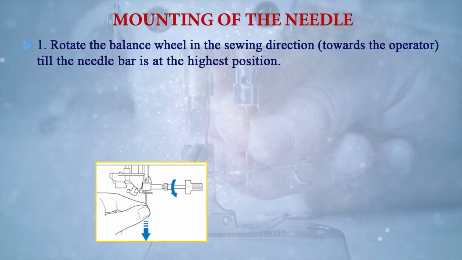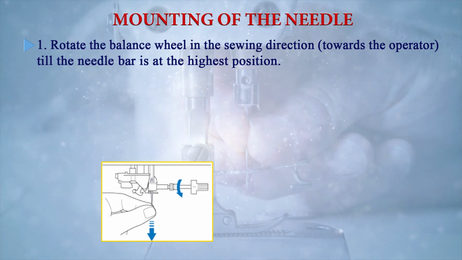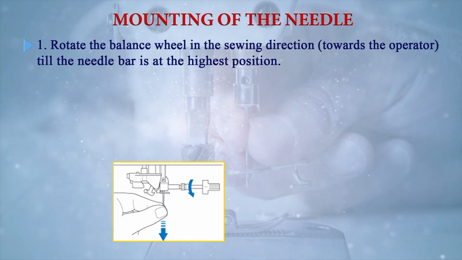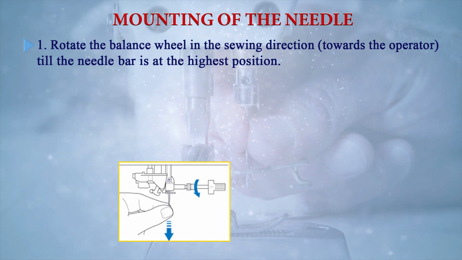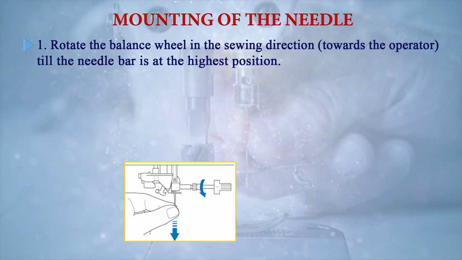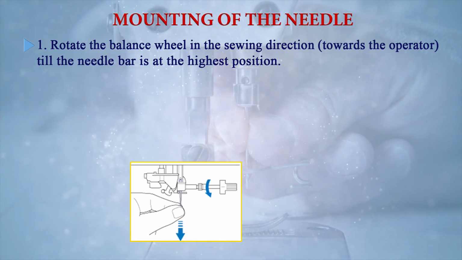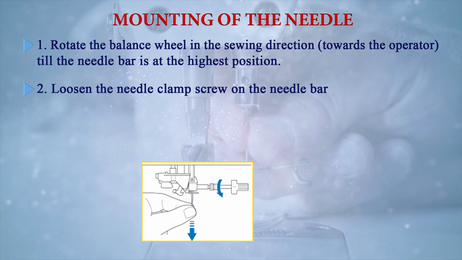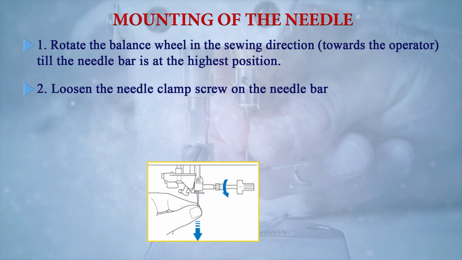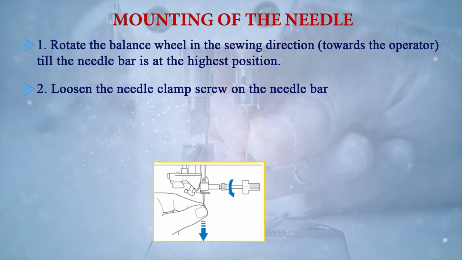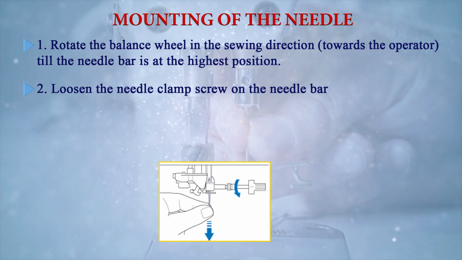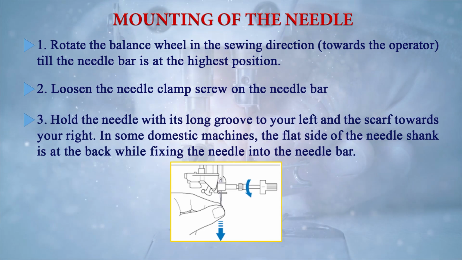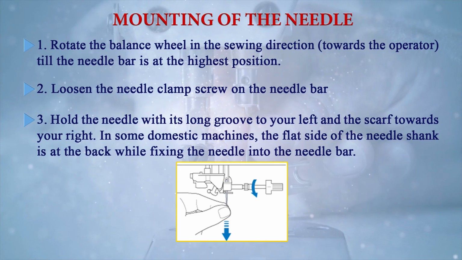You will see that when you rotate the balance wheel, the needle bar goes up and down. So just rotate the balance wheel till the needle bar comes to its highest position, towards the upside. Then loosen the needle clamp screw on the needle bar. When you see the needle bar, there is a clamp, and on the clamp there is a screw. You can just loosen that screw.